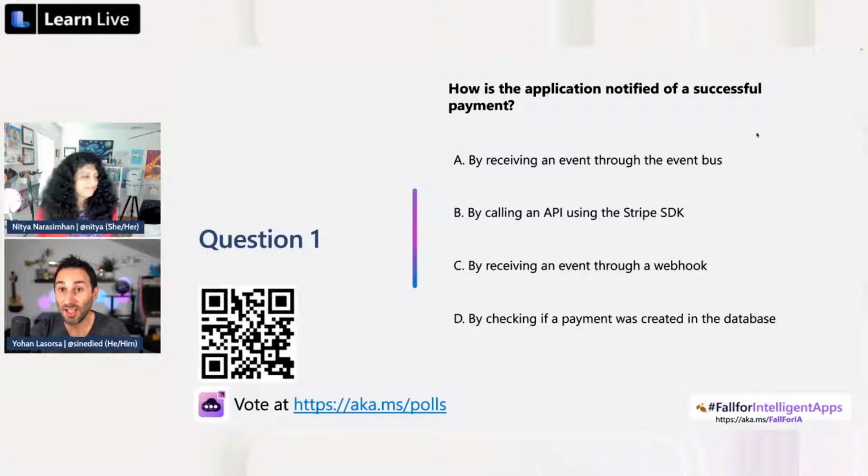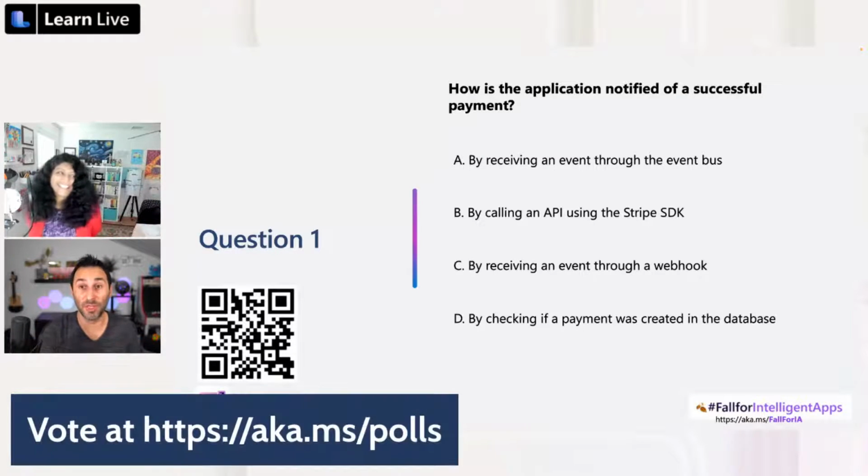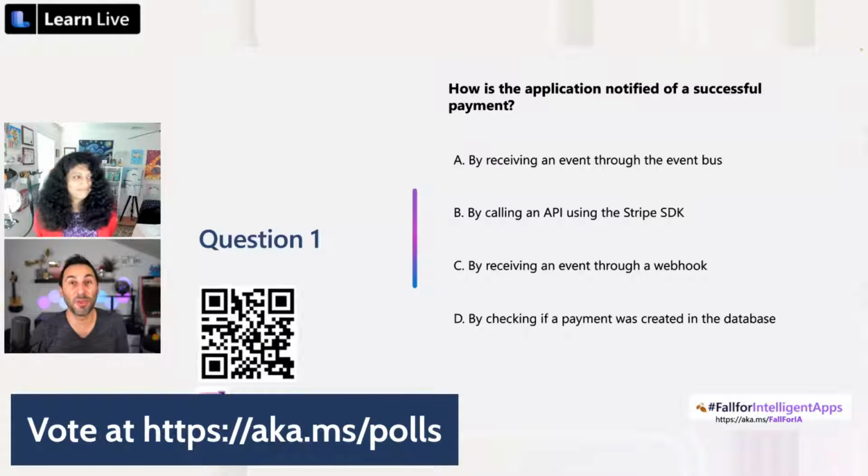This is nice. So how is the application notified if you get a successful payment? A, is it by receiving an event through the event bus? B, by calling an API using the Stripe SDK? C, by receiving an event through a webhook? Or D, by checking if a payment was created in the database? I'll give you some time to answer that.